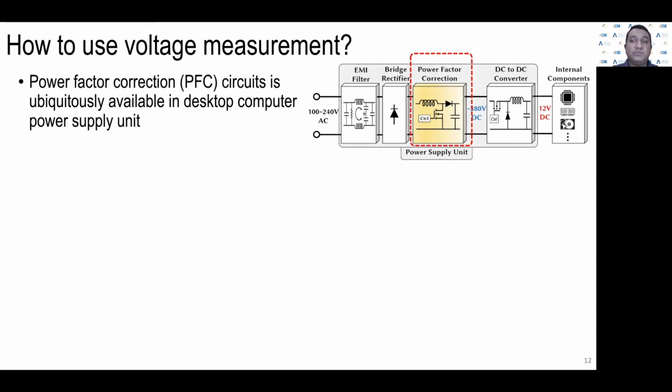To utilize the voltage measurement for sensing the power, we exploit the power factor correction, or PFC, circuits in computer power supply units. The PFC improves the power quality by shaping the power consumption to match the input sinusoidal voltage. To do that, the PFC circuit uses rapid switching, which in turn creates current ripples. The current ripples flowing through the power network result in voltage ripples that spread throughout the power network. Please check our paper to know further about how the ripples are created and how they travel through the network.